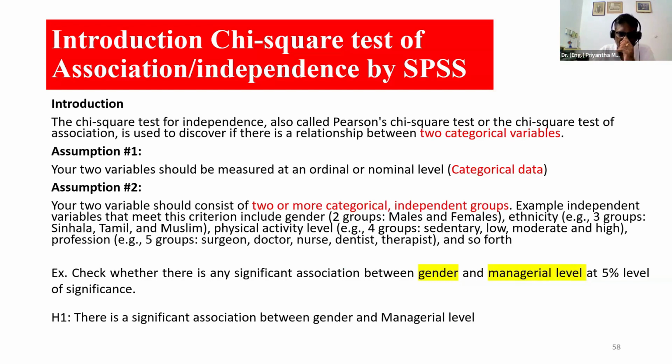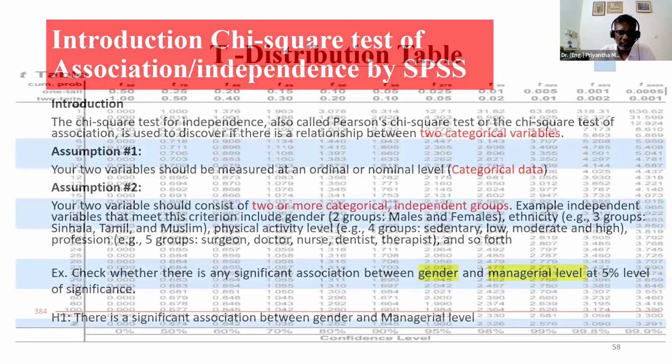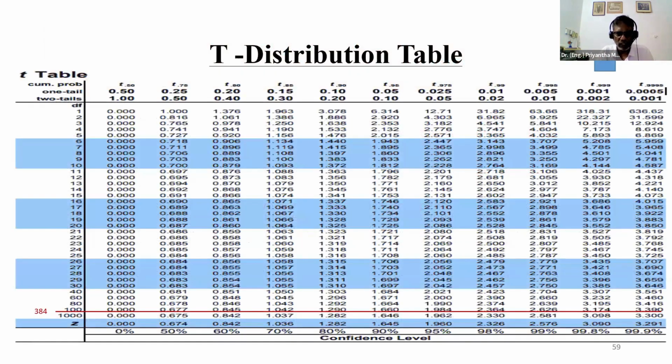I have given the example as well. And so this is the T distribution table. I'm not going to explain this one. This is coming under this PS, which you have to learn, but I have to tell you one thing very clearly.